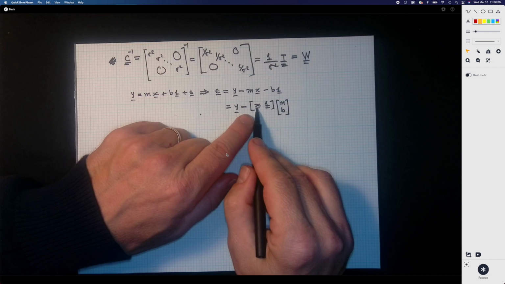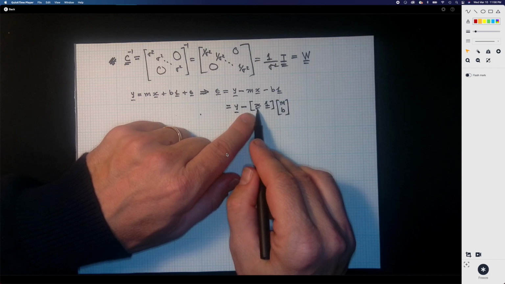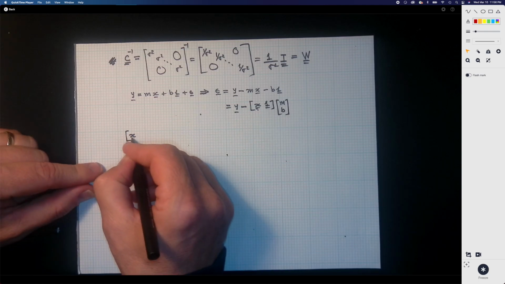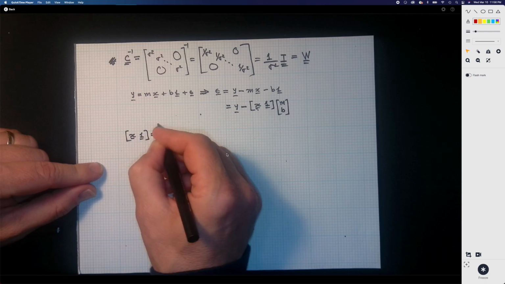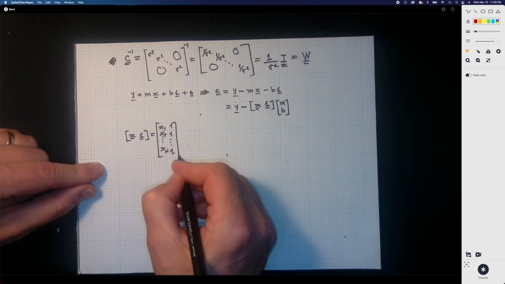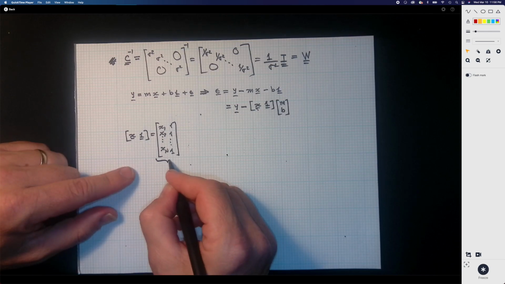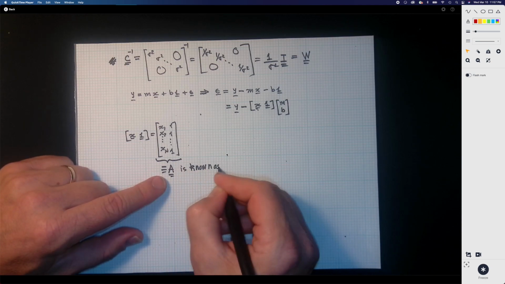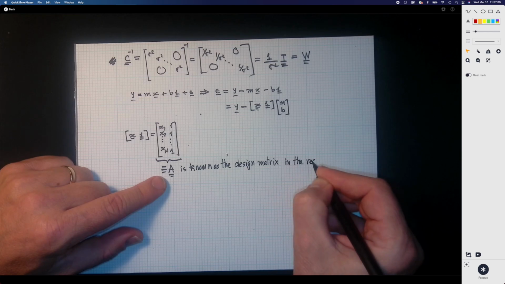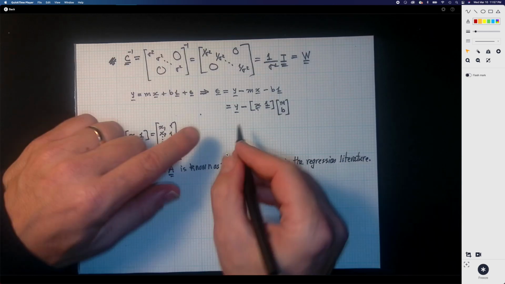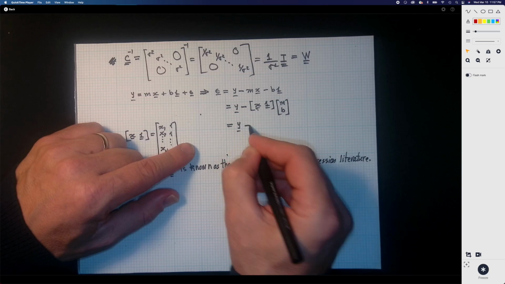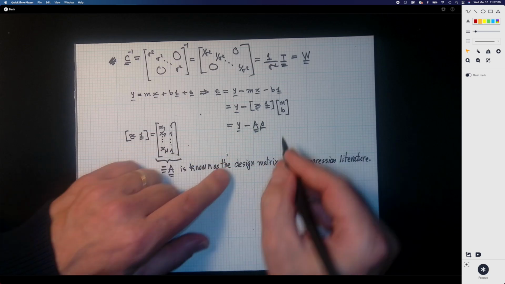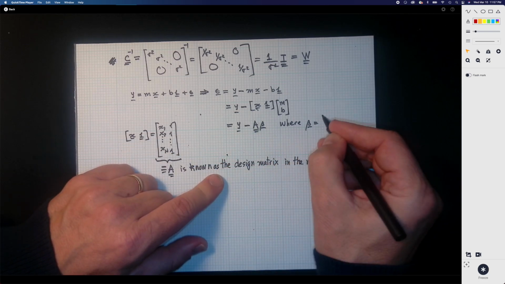Here we've created a matrix whose first column is x and whose second column is 1s. So in other words, this matrix here, maybe it doesn't look like a matrix, is just this matrix. And this has a name. We're going to call it A, and it's the design matrix. So here I can rewrite this as y minus A beta, where beta is just the vector of parameters.